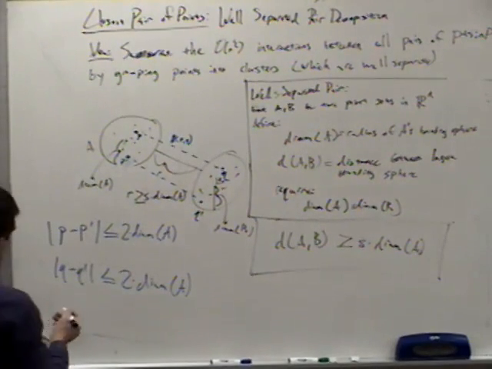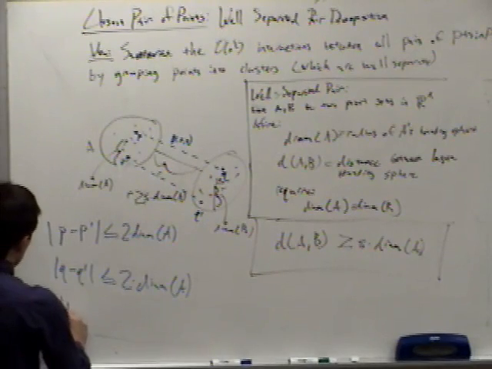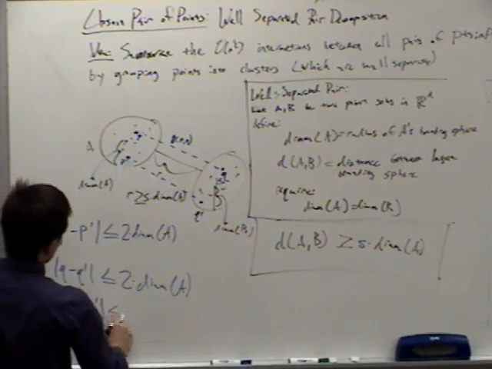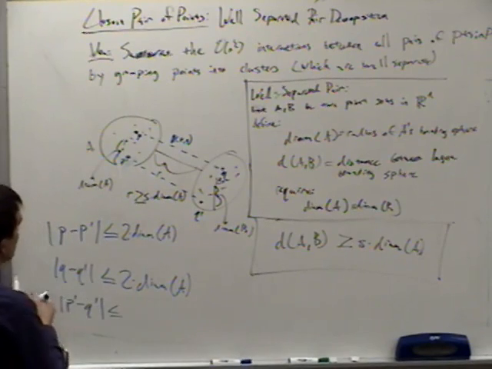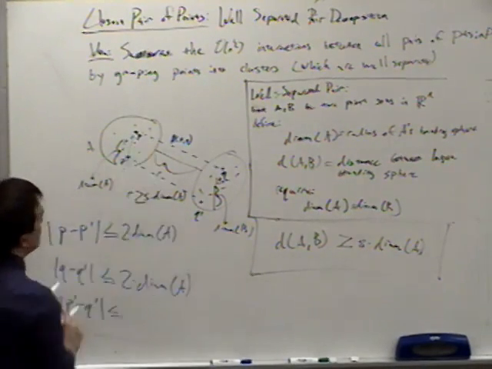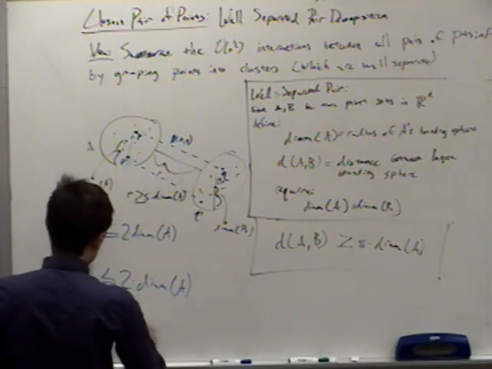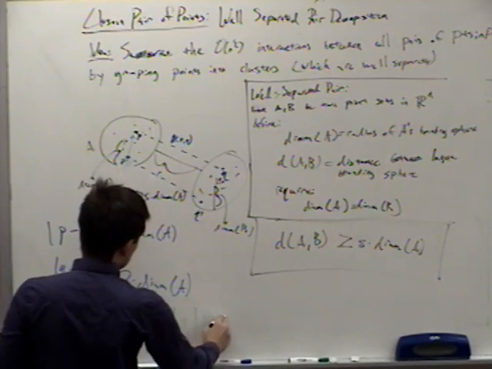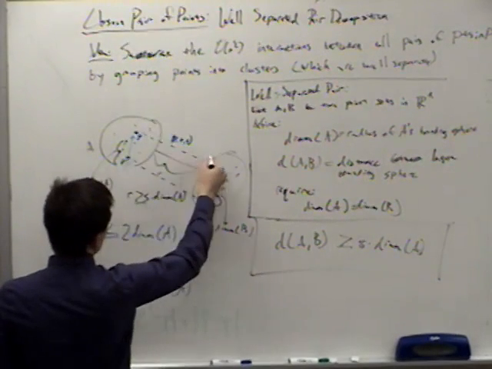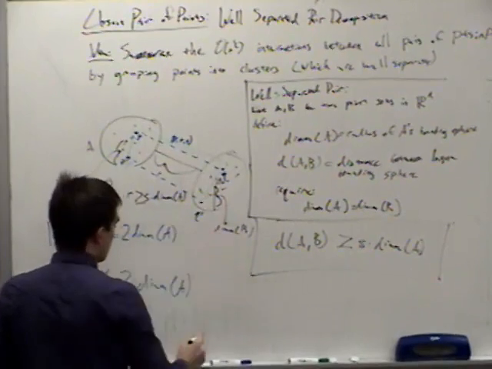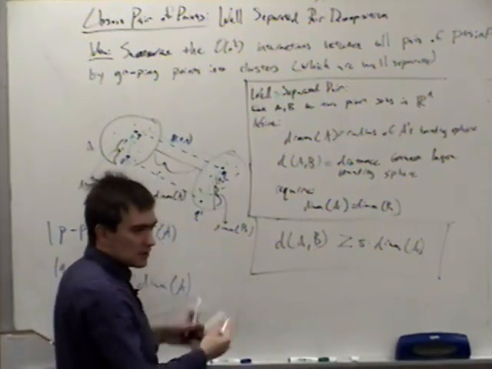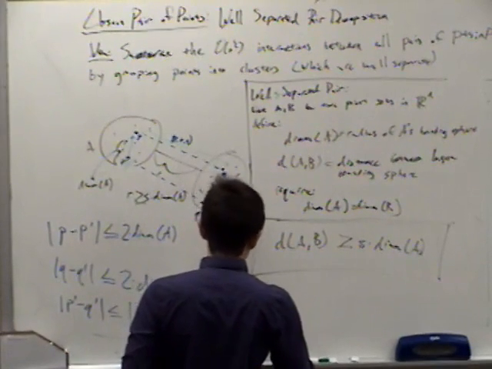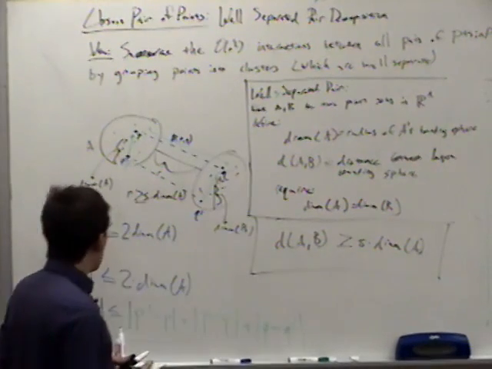So that means that the distance from P prime to Q prime is less than or equal to this distance from P prime to P, plus this distance from P to Q, walking along that edge, plus this distance from Q to Q prime. This is just basic geometry. It's the triangle inequality here.